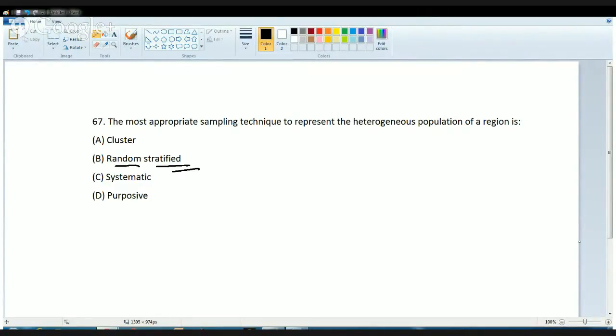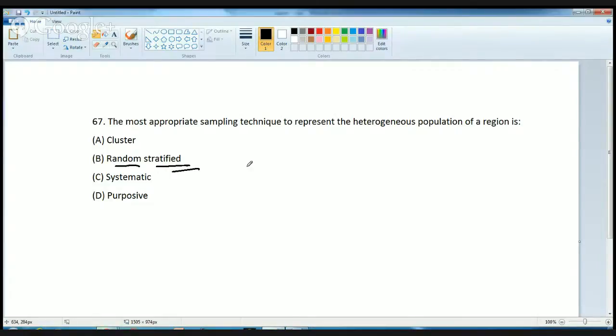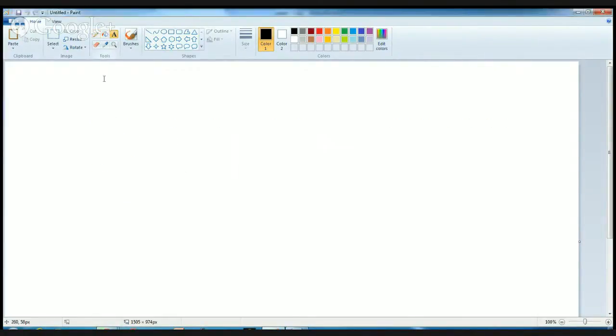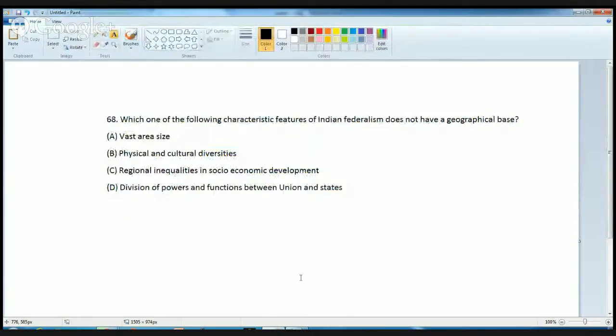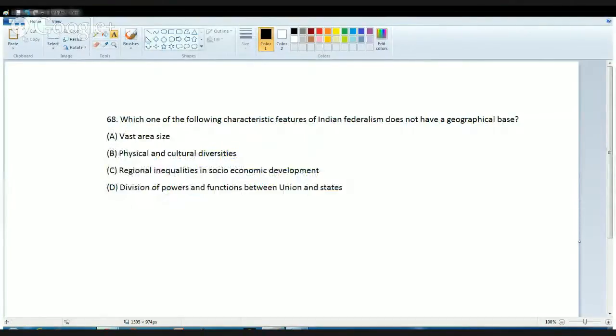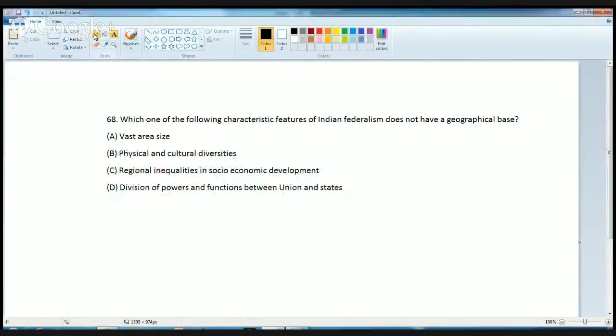Our next question is, which of the following is a character of Indian federalism? When we talk about Indian federalism from the perspective of geographical basis, area, physical and cultural diversities, and regional differences are all in terms of geography. But division of powers and functions between union and state territories is not a geographical function. This is a function of politics or political science.